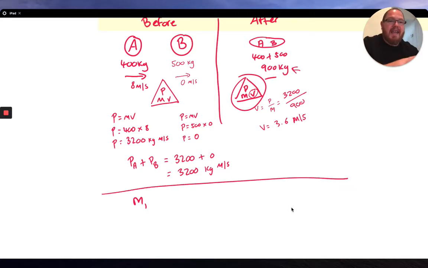I'm going to do this again, okay? M1, U1. So as we come to be doing SUVAT, you'll know that U is the initial velocity and V is the final velocity. Okay, so I'm just going to go M1, U1 plus M2, U2 equals M1, V1 plus M2, V2. Just let that sink in a minute.